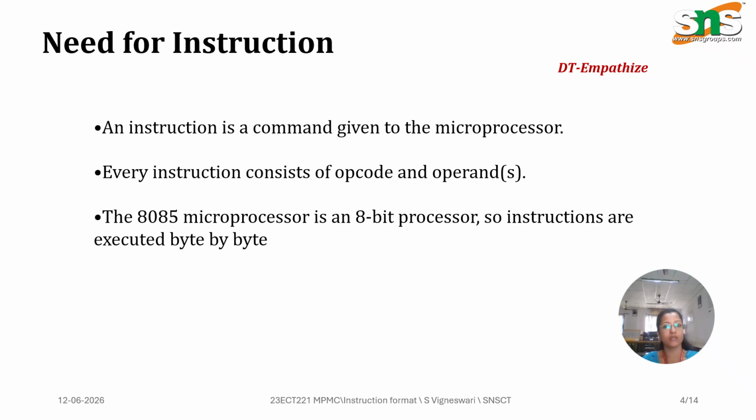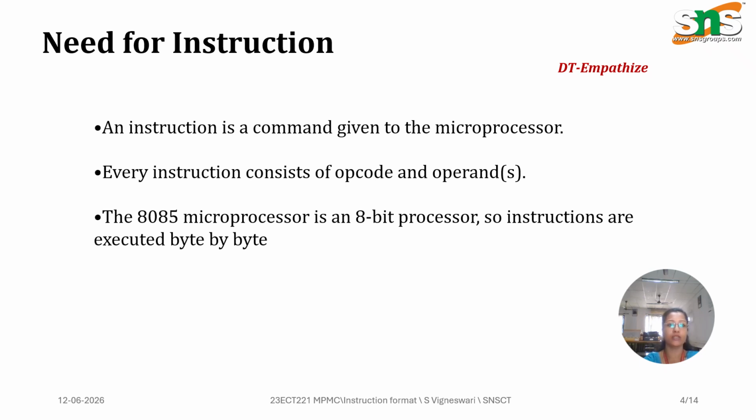For example, the processor may be instructed to add two numbers, move data from one location to another, compare the values, store the data in the memory, and jump to another section of the program. Without instruction, the processor is simply a collection of electronic circuits. So instruction acts as a language through which we could communicate with the processor effectively. Every program, whether it is a calculator application or an operating system, is ultimately converted into a sequence of machine instructions.